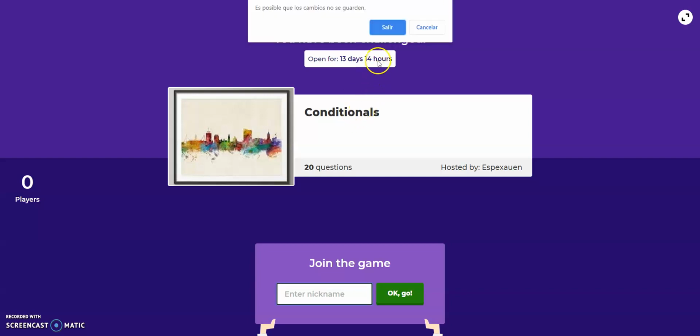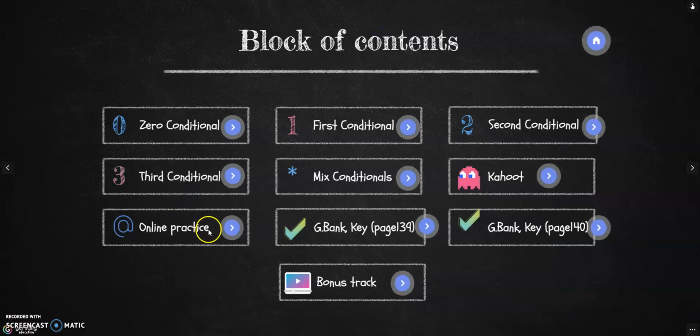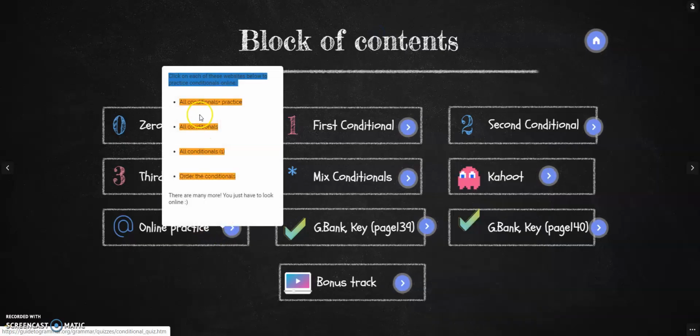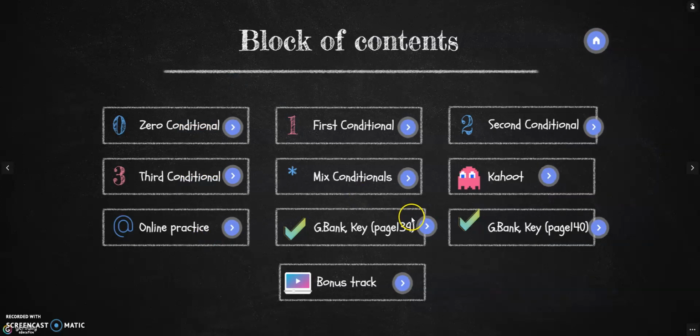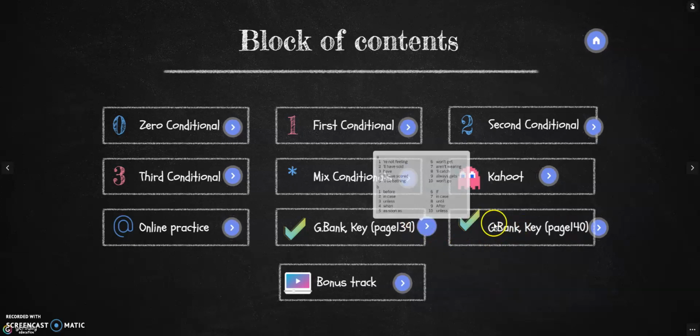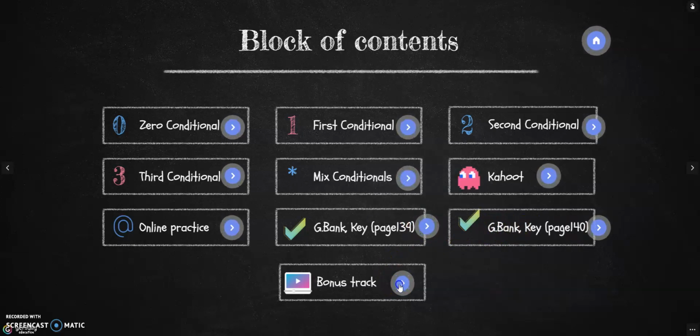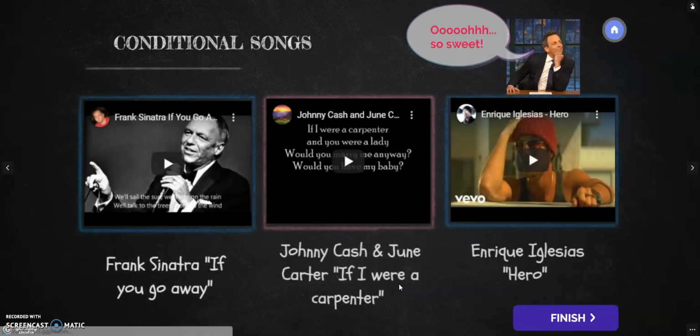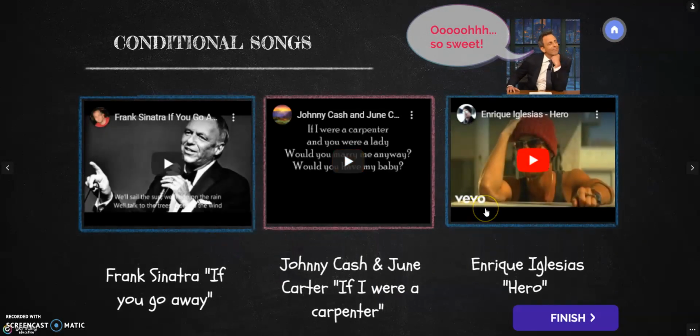Here you have some online practice. Again, the only thing you have to do is to click on the links. In these two sections, you can find the key to the activities in the book. And in this bonus track, I leave you 3 songs that you can use to practice the third conditional.